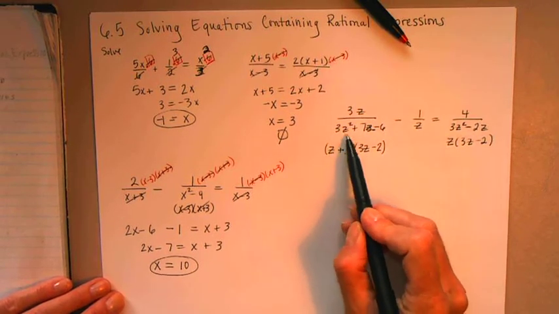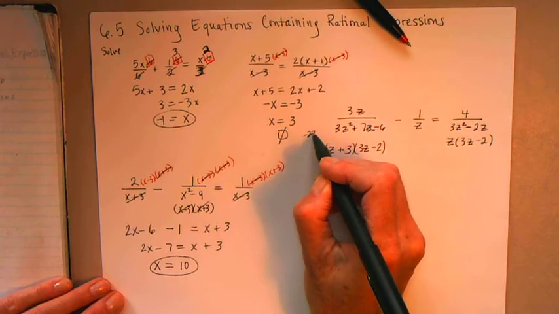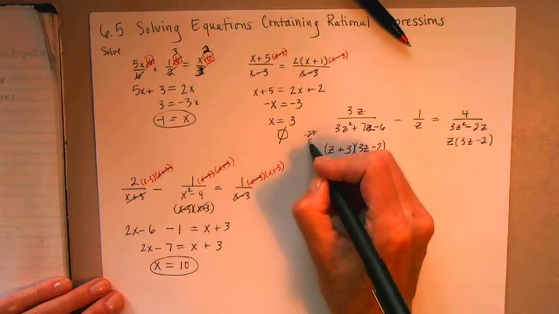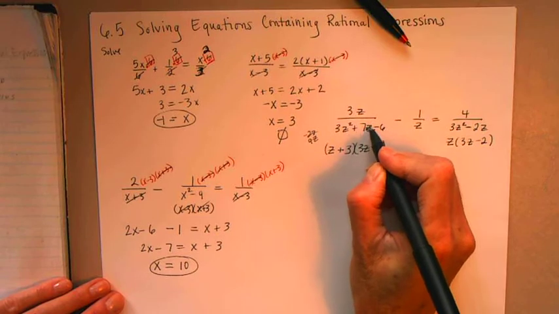So outside times the outside is negative 2z. And inside times the inside is positive 9z. And aha, they will add up to my middle term, my 7z. Hope you can read that, crazy z.